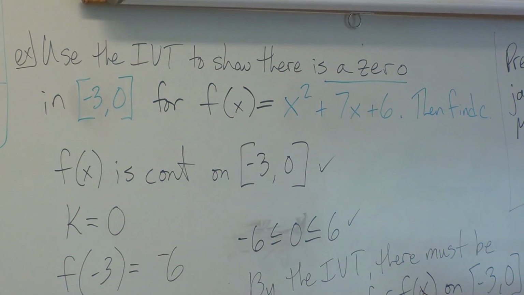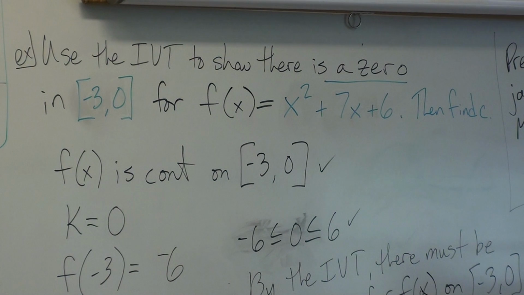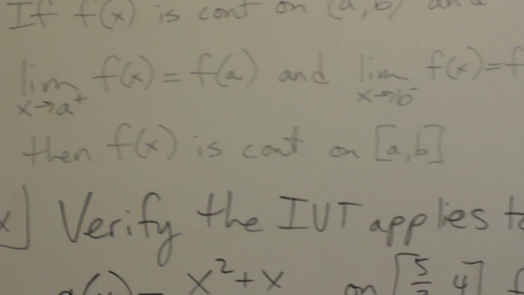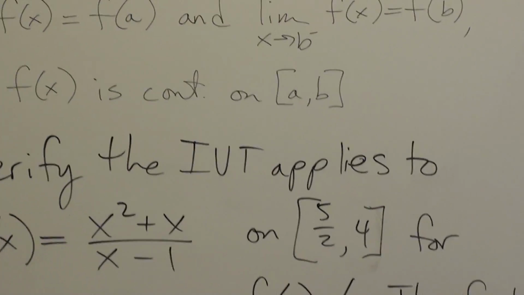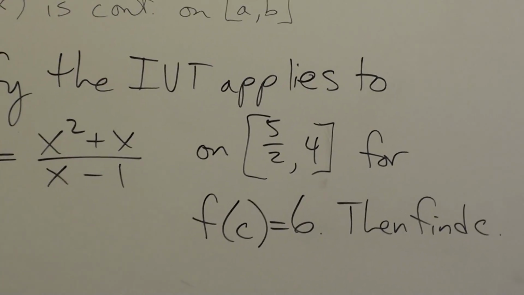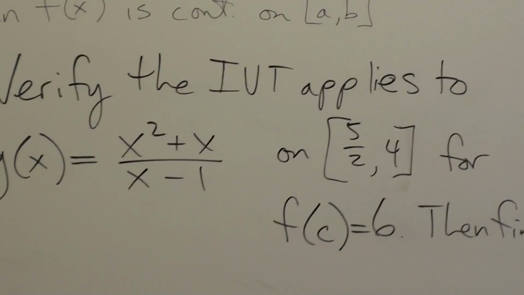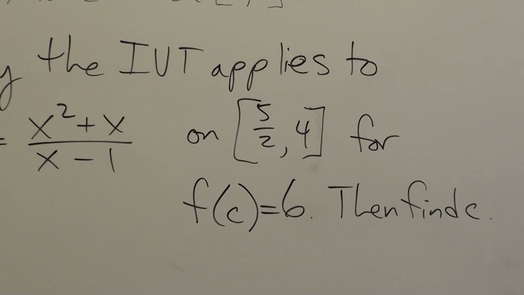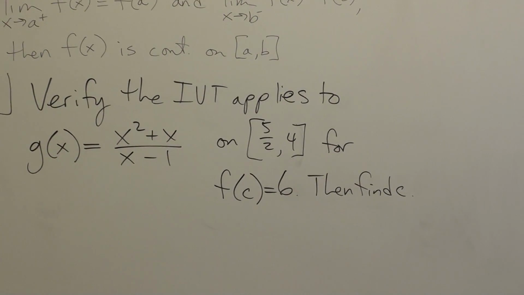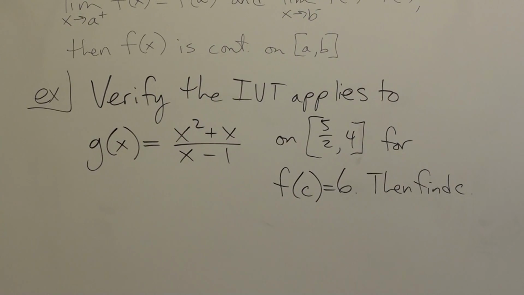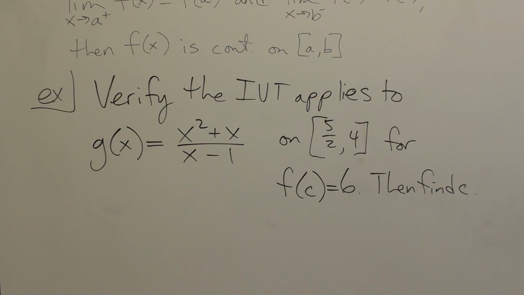So what's the first thing we need to check? It's continuous. Is this function continuous? Yes. It is on the interval, isn't it? So it's okay that it's discontinuous at 1, because 1 is not in our interval. All right, so yes, continuous on 5/2 to 4, check. Next thing we need to check, what's our k value for this? 6. So we need to find g of 5/2 and g of 4.